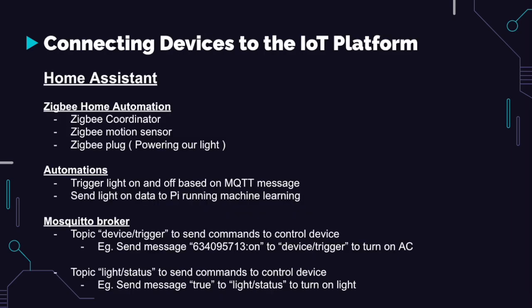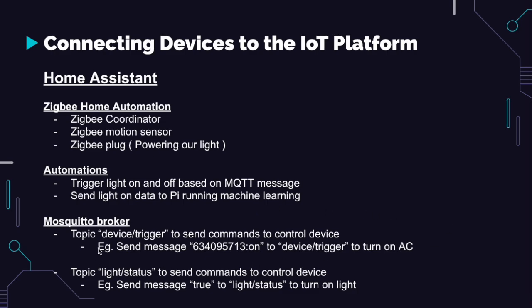Now I'll be talking more about Home Assistant. In Home Assistant, we have, firstly, the Zigbee Home Automation, which consists of the Zigbee coordinator, motion sensor, and the plug. Next, we also have automation set up to trigger the light on and off based on MQTT messages, and also to send light-on data to the Pi running machine learning. And lastly, we also have the Mosquitto broker running on Home Assistant.